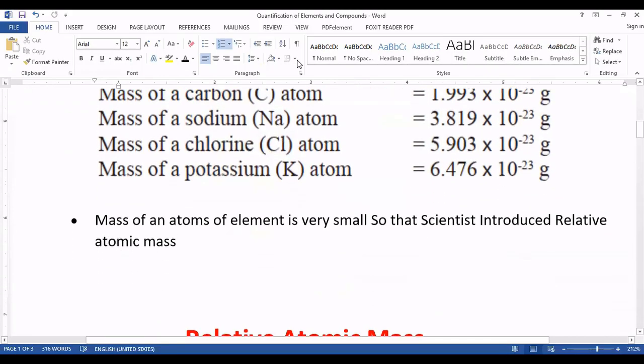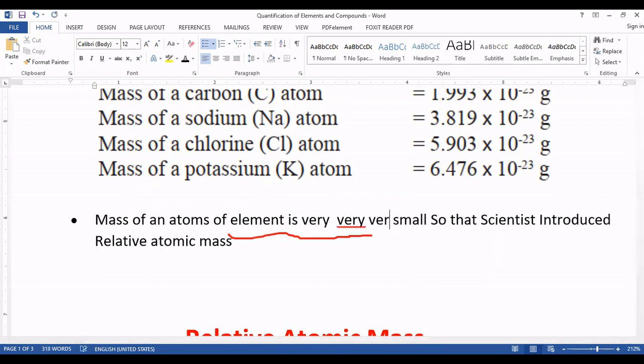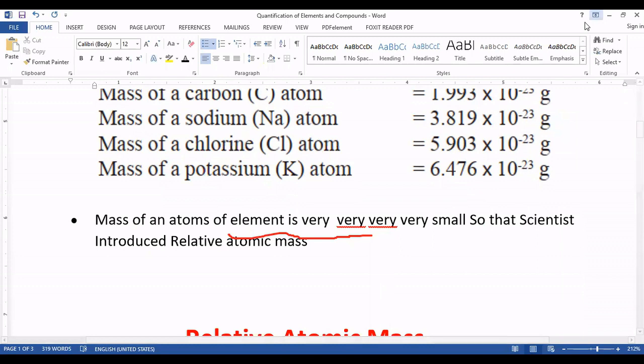Look at this point now. The mass of one atom of an element is very, very small. If it is very, very small, then scientists like me introduced what? Relative atomic mass. Got it?